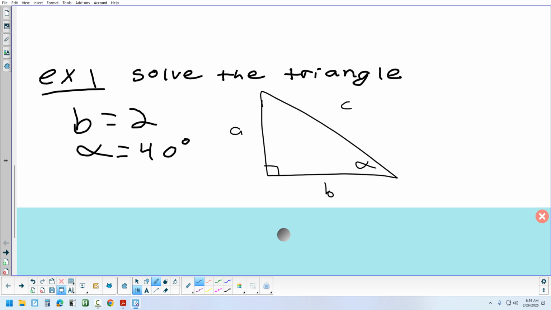Alpha has to go across from A. Beta has to go across from B. Okay, that's the diagram that I'm going to use for pretty much every problem we do. All right, now let's fill some stuff in. So we know that side is 2, and we know alpha is 40 degrees.